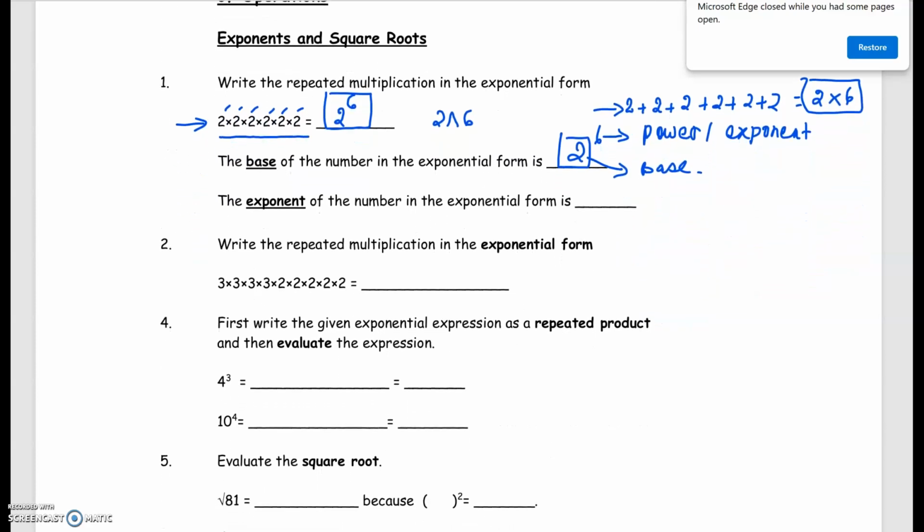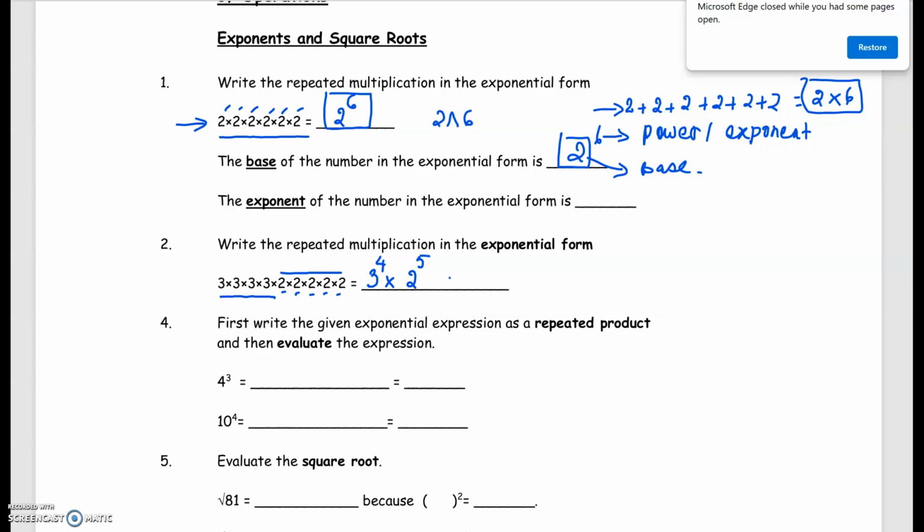Now how do we write this in the exponential form? This is problem number 2. So we have 3 repeatedly multiplied with itself 4 times. So it's 3, the base, repeatedly multiplied with itself. So it's 3 to the power of 4 times 2 repeatedly multiplied with itself 5 times. Just count 1, 2, 3, 4, 5. So it's 2 to the power of 5.